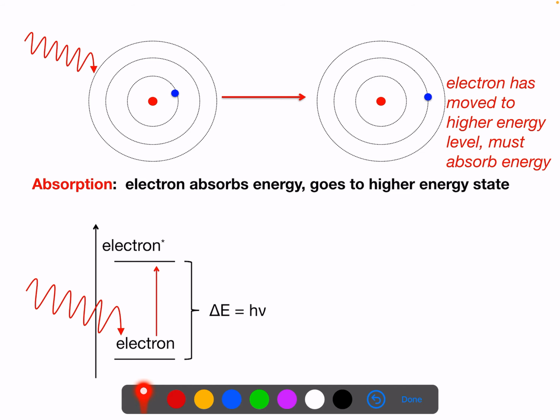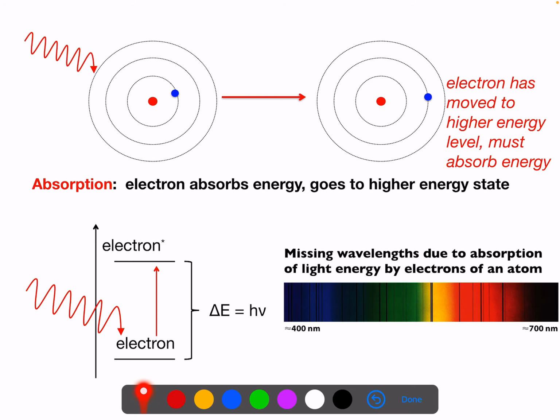And this gap in energy, the amount of energy it takes to get from this energy level to this energy level, is delta E equals h nu. That corresponds to a photon of light. So we have to hit it with the right photon of light that has this amount of energy to make the energy jump. And so the atom would essentially absorb that wavelength of light. So this energy gap, the gap between this state and this state, would represent a single line that's missing from one of these line spectra.